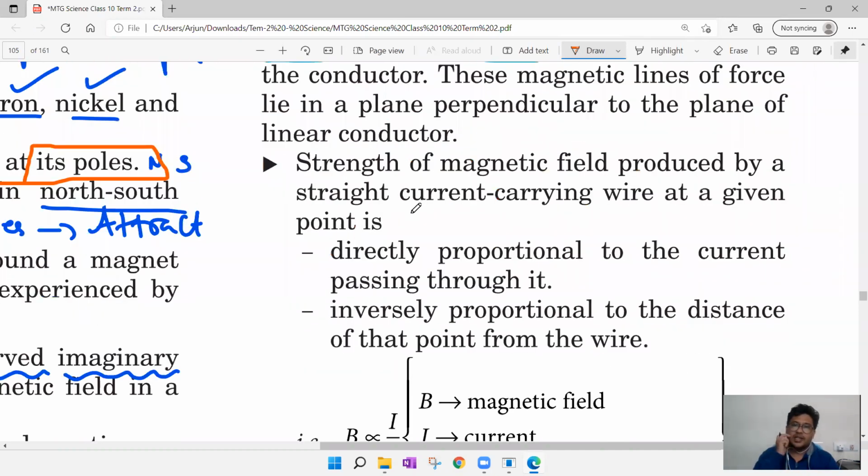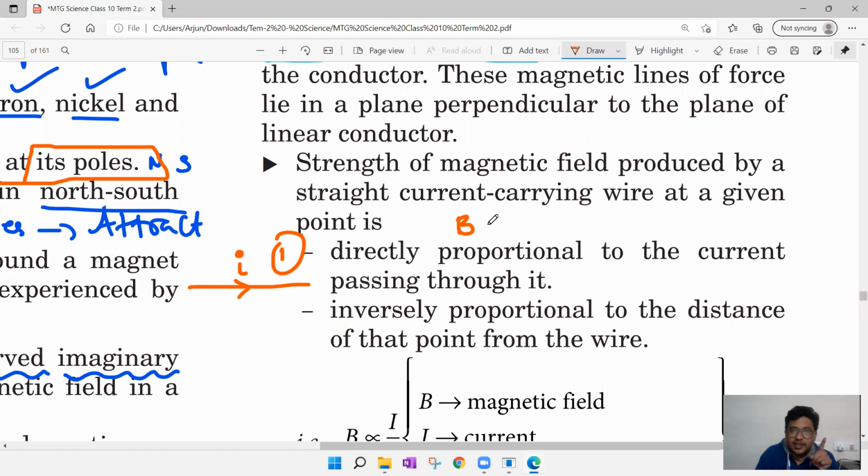Now, the strength of the magnetic field produced by a straight current carrying conductor wire at a given point: two points we have to understand. There is a conductor, and we are passing current through it, so it has become a current carrying conductor. What about the strength of the magnetic field produced by that conductor? Two points we have to remember. Number one, the magnetic field strength, which is written with capital B. In 12th class you will learn that B is the representation of magnetic field.